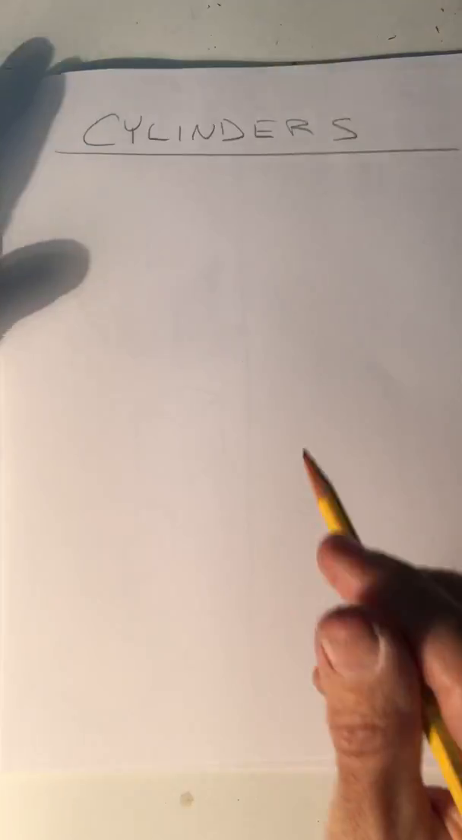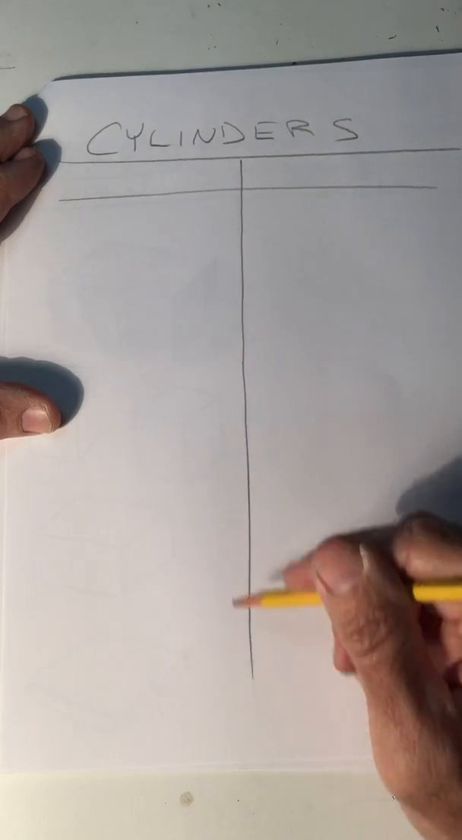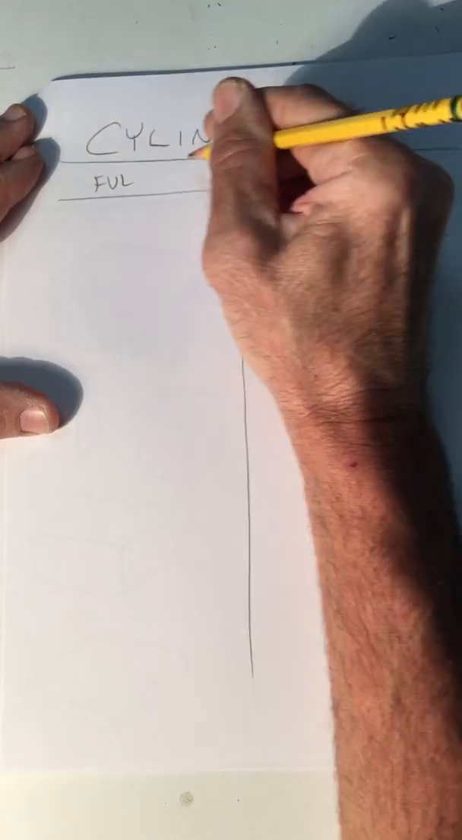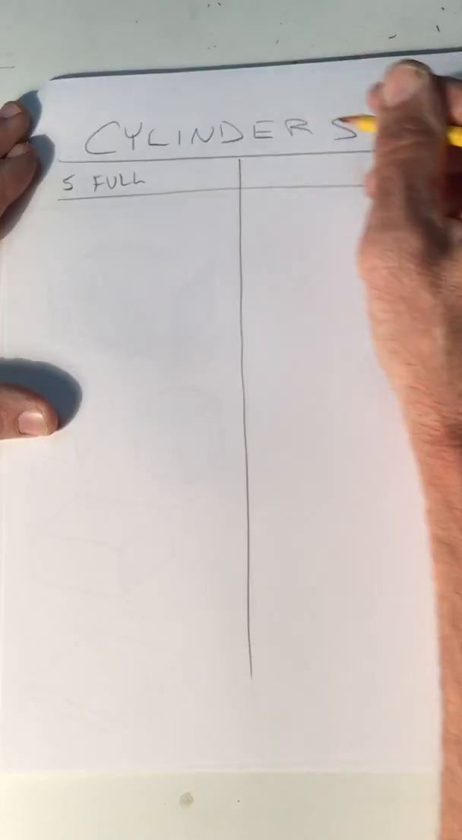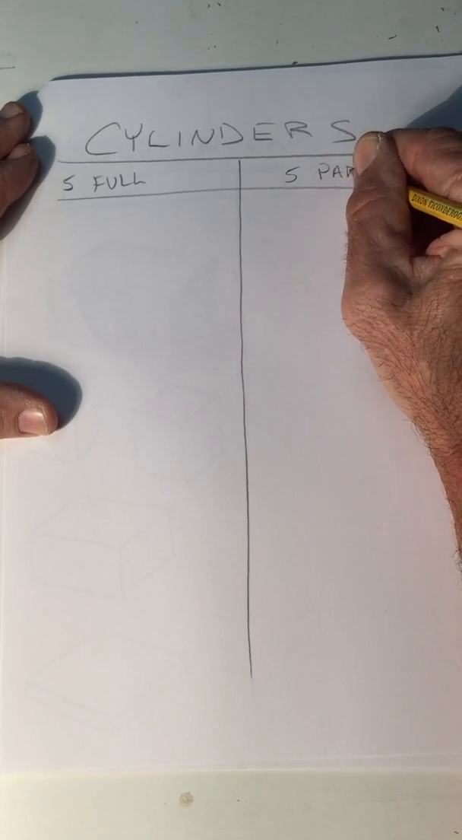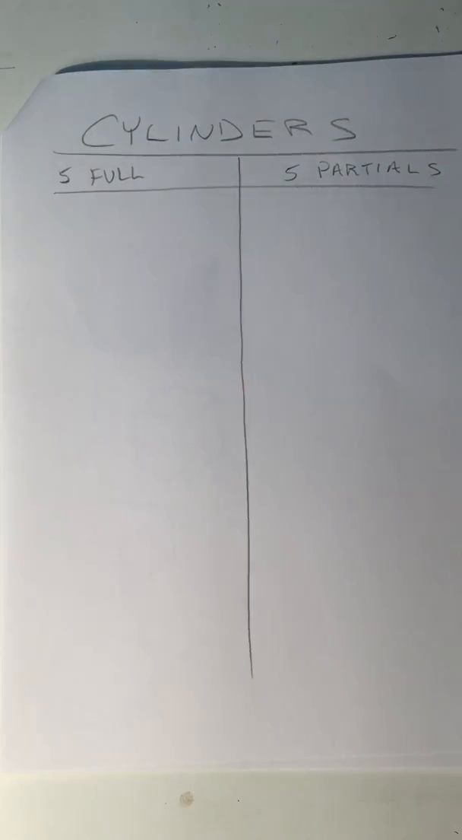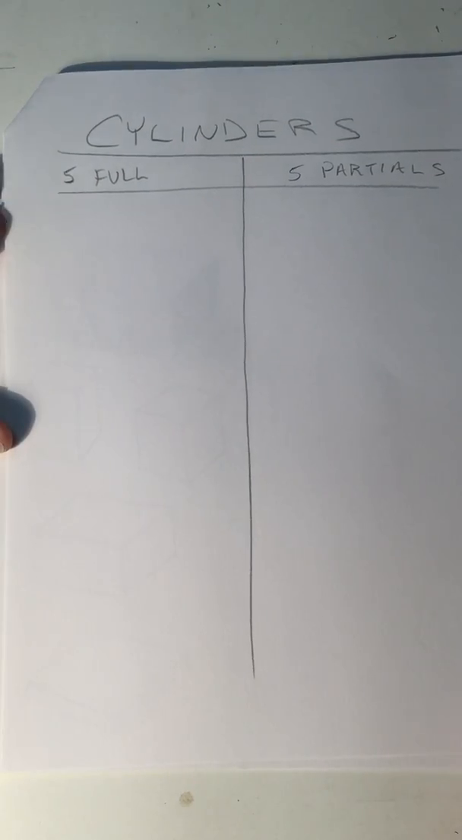All right, here we go. Cylinders, full and partials. So set up the page just like we did before. The word cylinder across the top in 2 columns for full and partials. We're going to do 5 of each, just like we did with the rectangular prisms. All right, let's start with the fulls, and then the next video we'll look at partials.